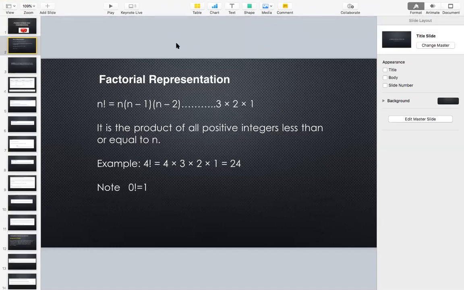Tell me the value of 1 factorial, 2 factorial, 3 factorial, 4 is already here on your screen, 5 factorial, 6 factorial, and 7 factorial in the chat box.